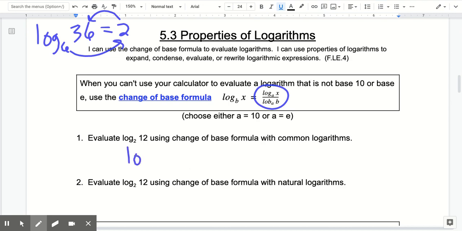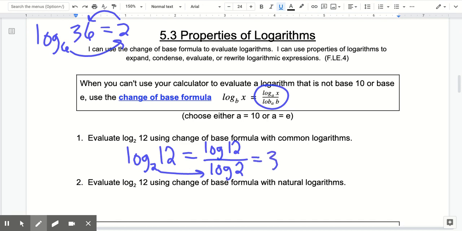So if we want to do log base 2 of 12, which remember we said we can't just do in our head, we're going to do it using the common logarithms. So we're going to take common log of 12 over the common log of 2. And the 2 goes on the bottom because it's the base. So then you pick up your calculator, you do log 12 divided by log 2, and you get 3.58.